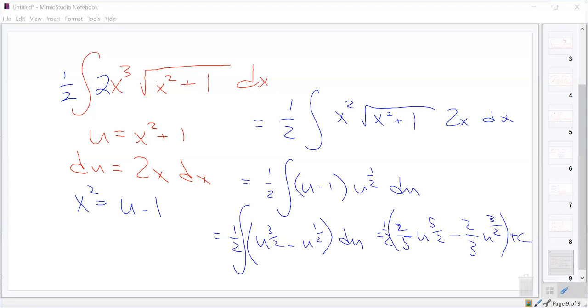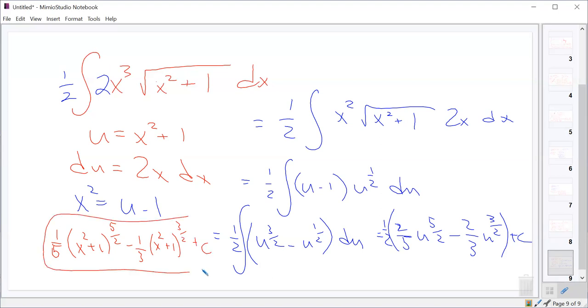And our final answer should be 1/5 u, which was x squared plus 1, to the 5/2 minus 1/3 x squared plus 1 to the 3/2 plus our constant. Any questions on that? Everybody okay with that? We're all good?